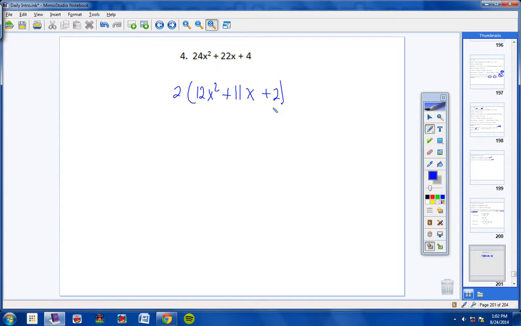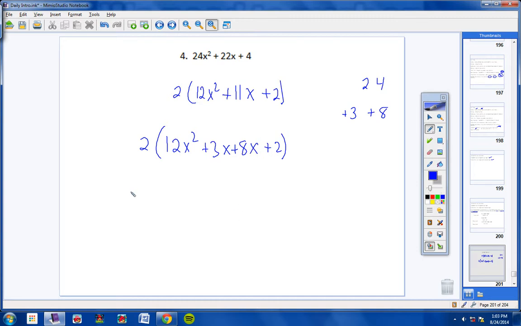Notice it's a trinomial with a lead coefficient that's not 1. So we take your lead coefficient times your constant term and put it over here. 12 times 2 is 24. So we're going to list out all the factors of 24, and I'm not going to list them all out, but if you'll think of a positive 3 and a positive 8, those two would have a product of 24 and they would have a sum of 11. So I'm going to bring down my first term, 12x squared, bring down my last term, positive 2, and right in the middle here I'm going to put 3x plus 8x.